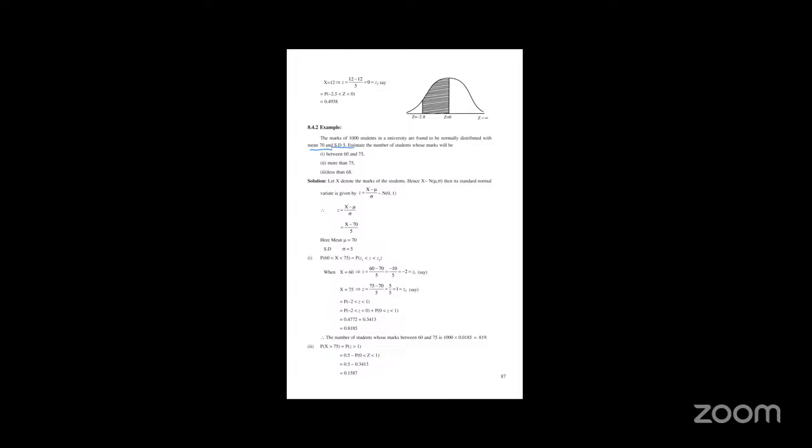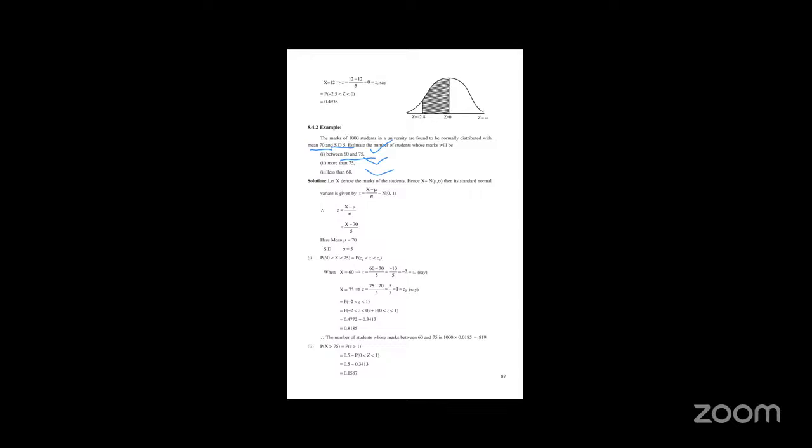The marks of 1,000 students in a university are found to be normally distributed with mean 70 and standard deviation 5. Estimate the number of students whose marks are between 60 and 75, then more than 75, and then less than 68. We need to find the probability of having marks in each range.